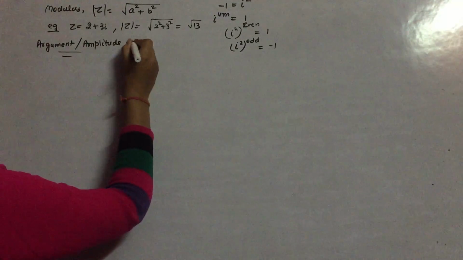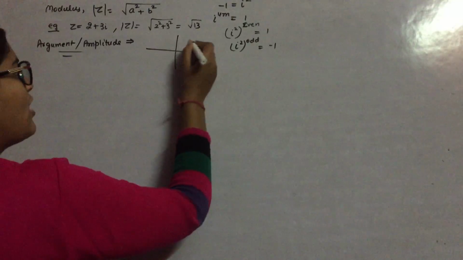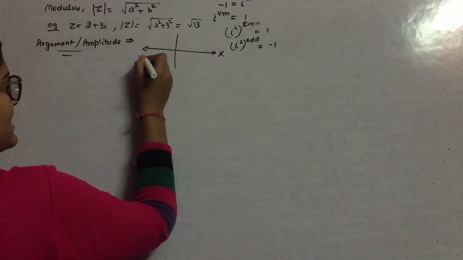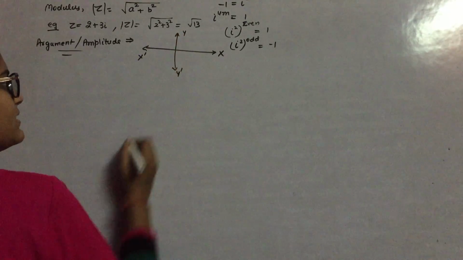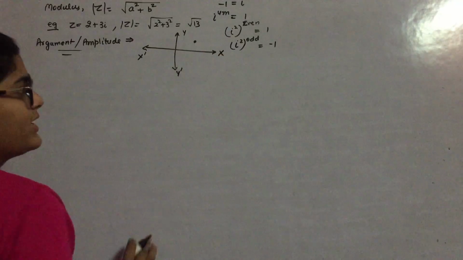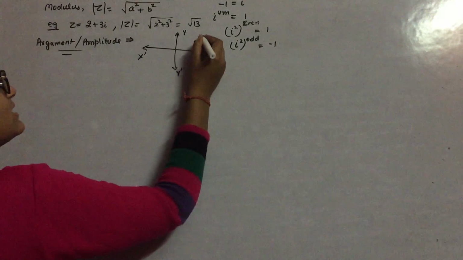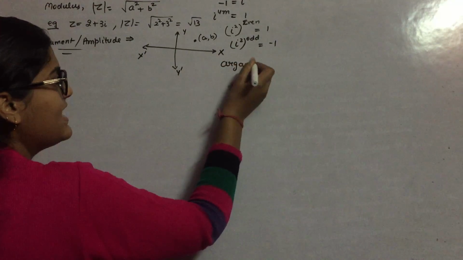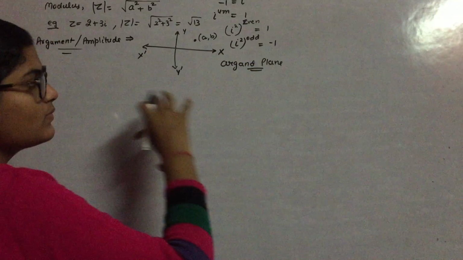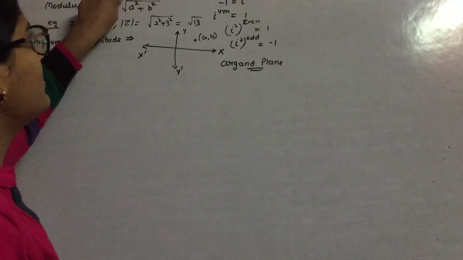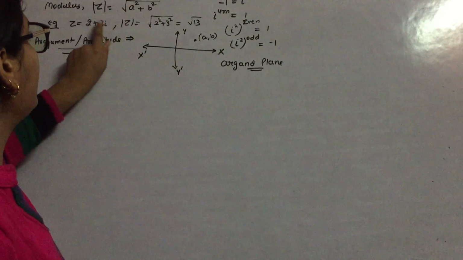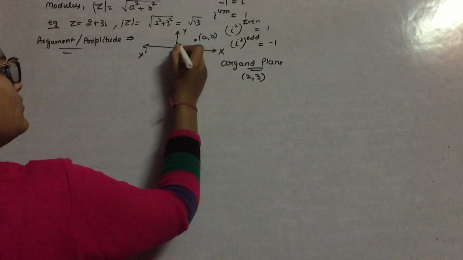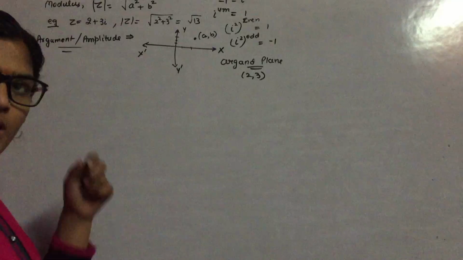And then it comes to argument and amplitude. Argument and amplitude is the angle formed. This is the Cartesian plane, where this is the positive x-axis, this is the negative x-axis, positive y-axis, negative y-axis. Let us suppose we have a point on this Cartesian plane having coordinates a and b. This is actually the argand plane, where we have to show graphically the position of our standard complex form. For this 2 plus 3 iota, the argand plane shows the point (2, 3). Right?